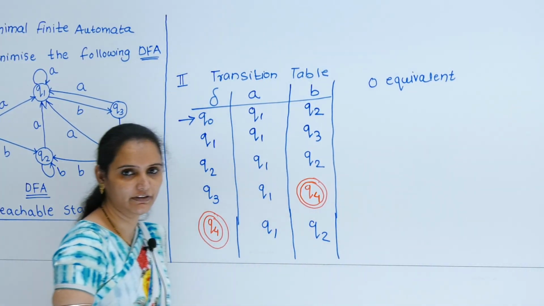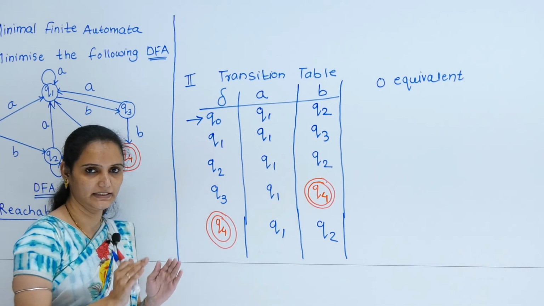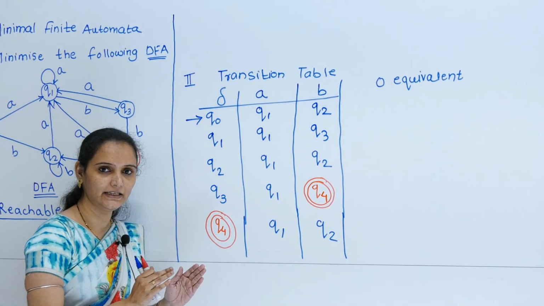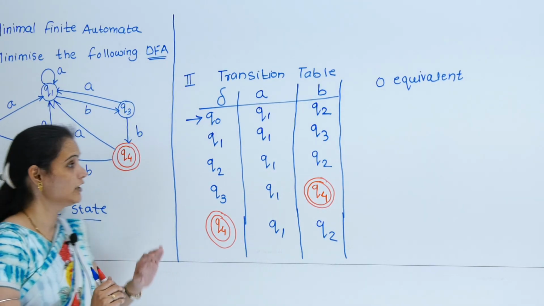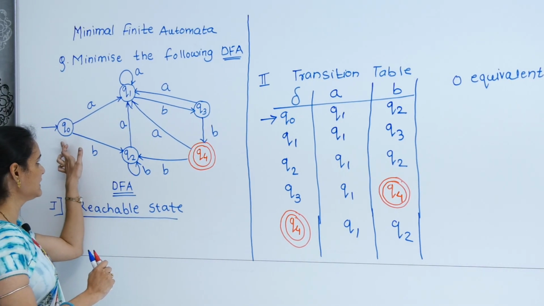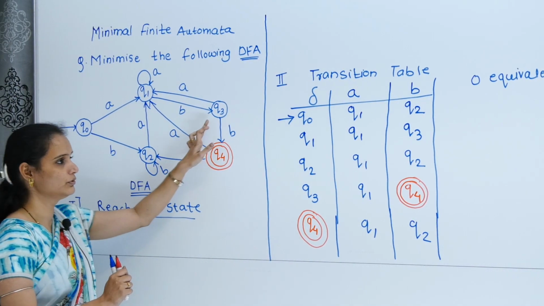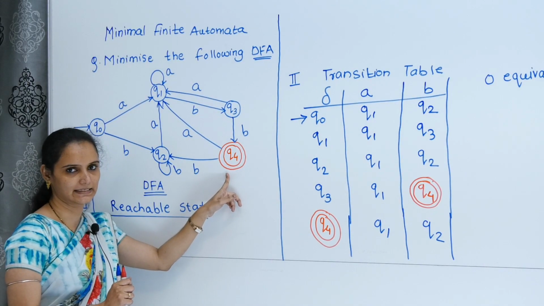Okay. Zero equivalent means what? We already know that there are 2 parts of this state. The one part is the non-acceptance state and the one part is the acceptance state. So in our DFA, which are non-acceptance states? Q0, Q1, Q2, Q3. These are non-acceptance. And Q4 is the acceptance state.